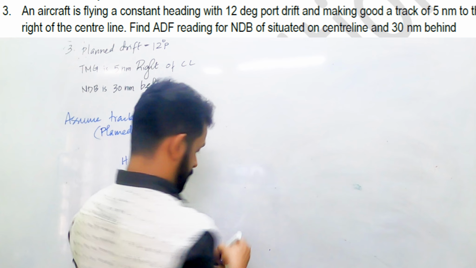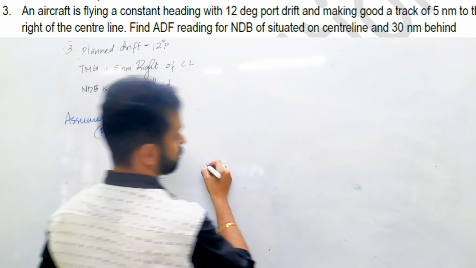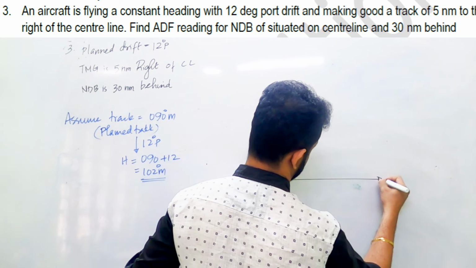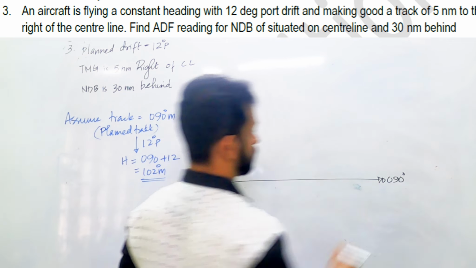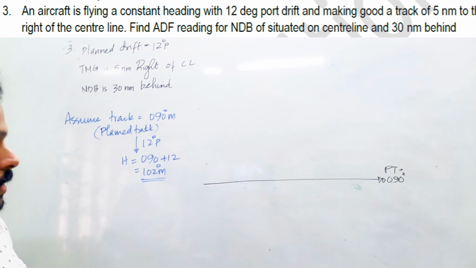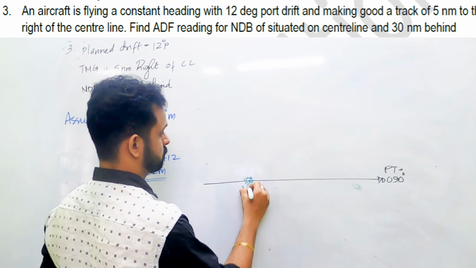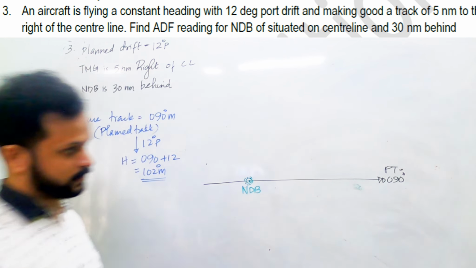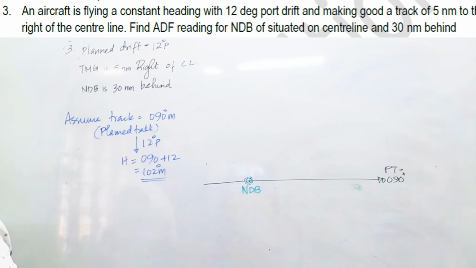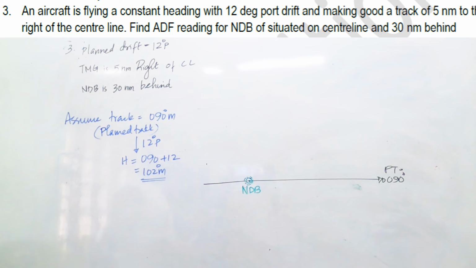Let's draw the NDB. Let's draw a planned track of 90. Now, what you can identify on the planned track is just your destination. You cannot identify the aircraft on the planned track. To identify the aircraft, you have to draw the actual track. Now, how will you find the actual track?